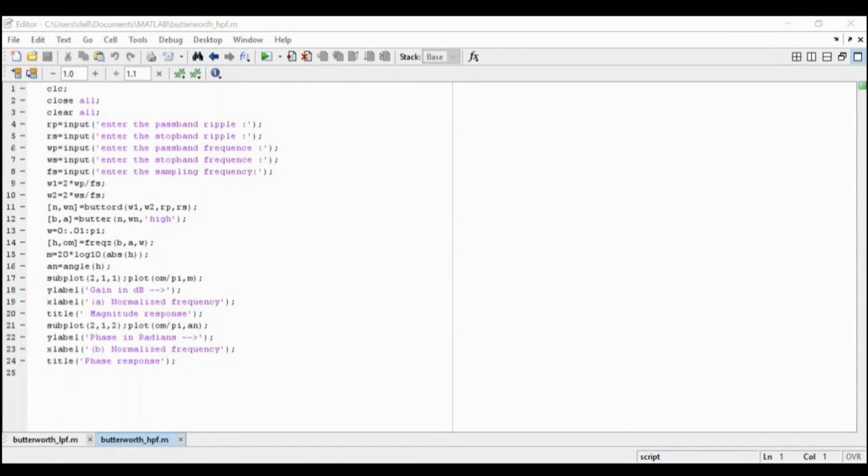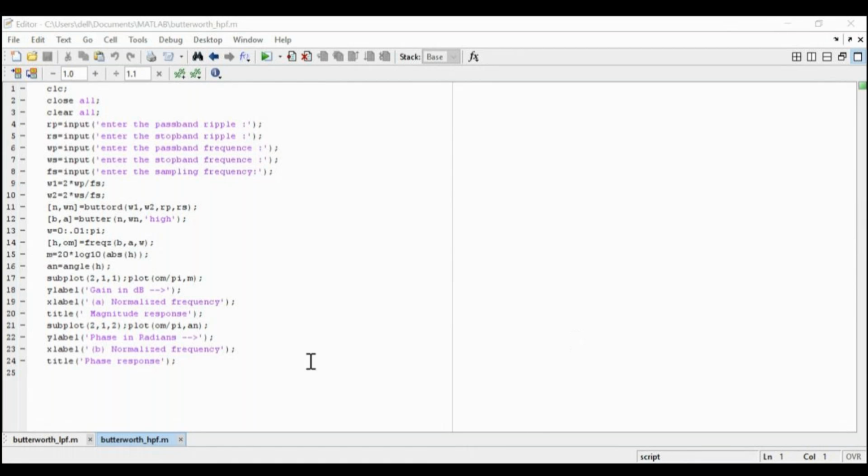So this is a Butterworth high pass filter program. Everything is the same, there is no switch on, except one line that is different. The inputs are RP, RS, omega P, omega S, and FS. Omega 1 is equal to 2 times FS plus omega P, omega S. All the commands are same. Only this command is different.